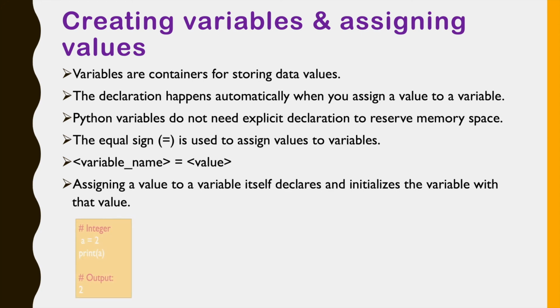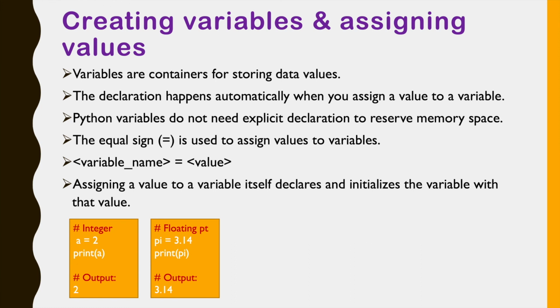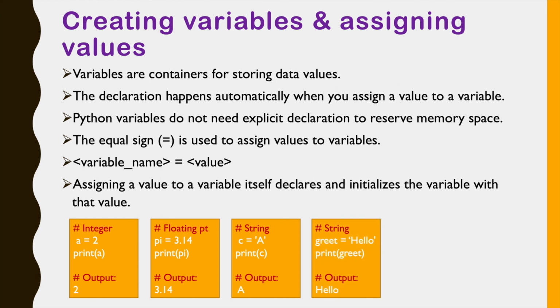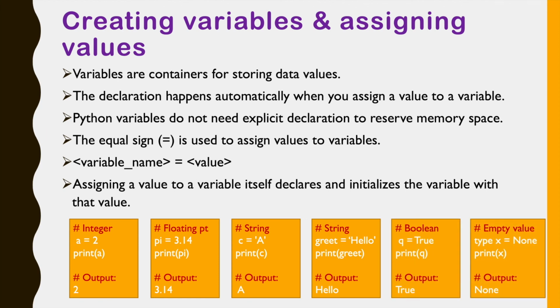So let's see some examples. This is a way you assign an integer value to a variable. This is an example where you're assigning a floating point value to your variable. This is an example of assigning a string to your variable. This is also an example of assigning a string to a variable. Then you are assigning a Boolean value and then finally an empty value.